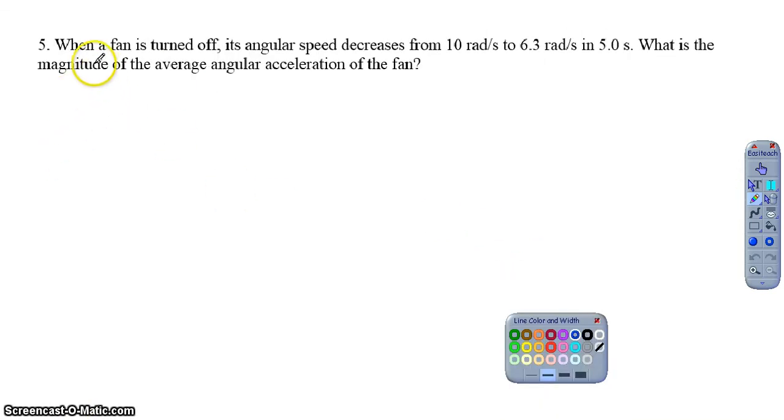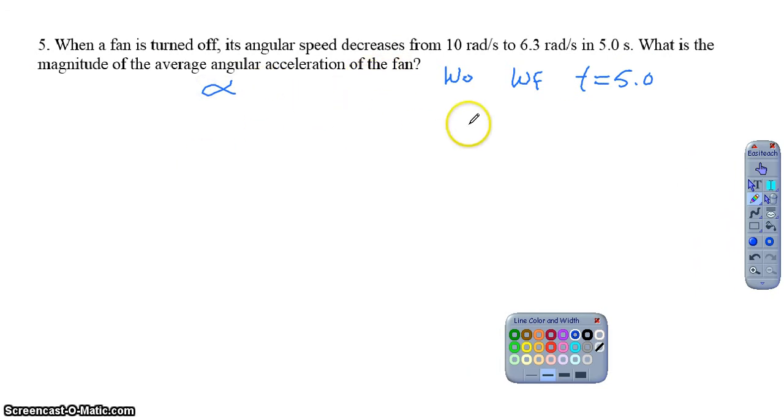The next question, question 5, is a pretty straightforward example of just angular kinematics. So if we look through this, when a fan is turned off, its angular speed decreases from 10 radians per second to 6.3 radians per second. So there's my initial angular velocity. There's my final angular velocity. And then they tell us it takes 5 seconds to do that. Okay, so we know 3 of our 4 measurements for kinematics. What is the magnitude of the average angular acceleration, which is my alpha that I'm looking for?